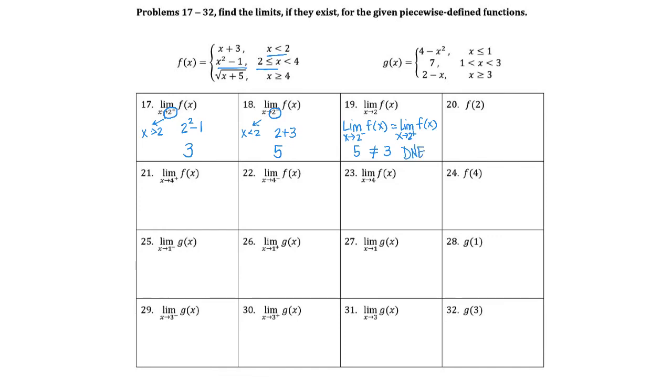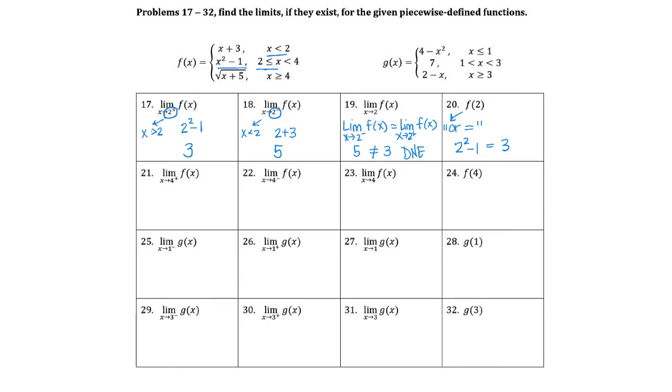Now for number 20, it's asking for the actual function value. So this is going to be in your inequality. This is going to talk about the or equal to. So that's what that one's talking about, which for this case would be that middle one. And so we are going to plug in 2 squared minus 1. And so the actual function value at 2 is 3.